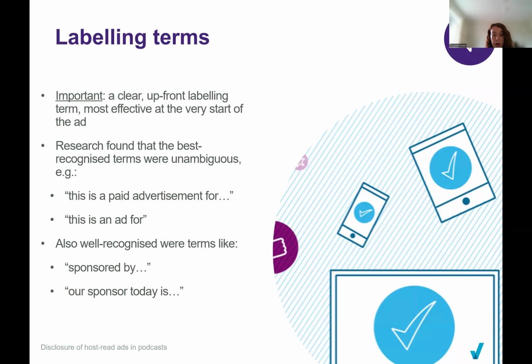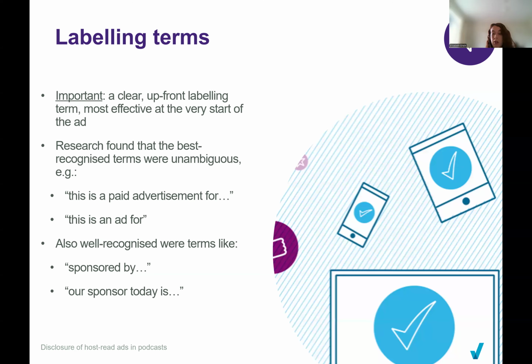So firstly, participants found it extremely valuable for ads to include a clear upfront labeling term, preferably at the very start of the ad, so that they knew immediately what they were listening to. The very best terms were found to be clear, explicit phrases like "this is an ad." And further to that, we found that variations on "sponsored by" were also quite well recognized and familiar to listeners as a way of marking out commercial content in podcasts.